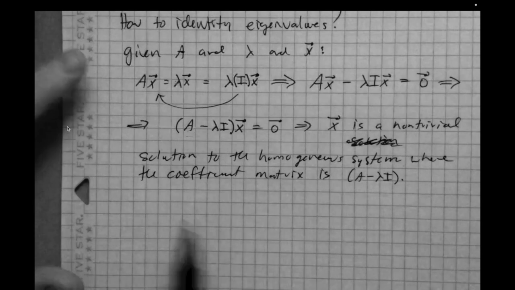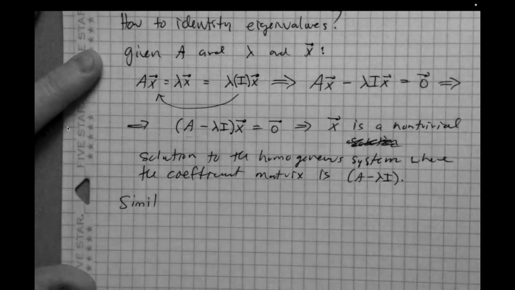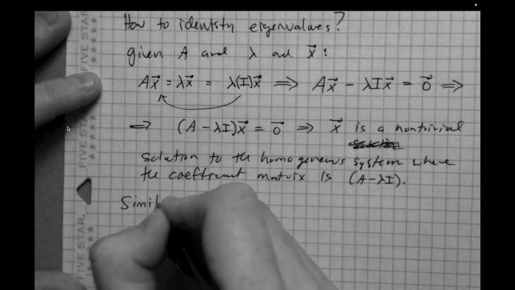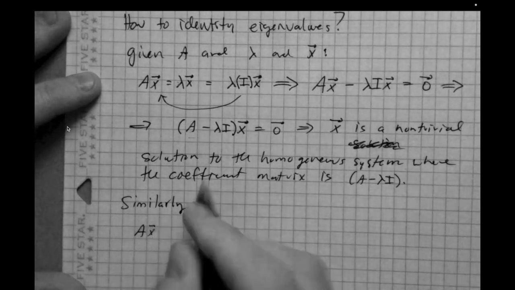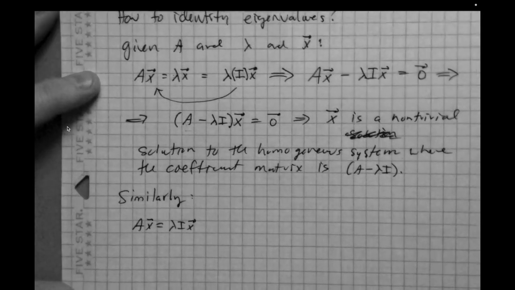Similarly, we could go the other way, and frequently books will differ in how they notate these things. So similarly, you could start from A x equals lambda I x, just stepping back to that.